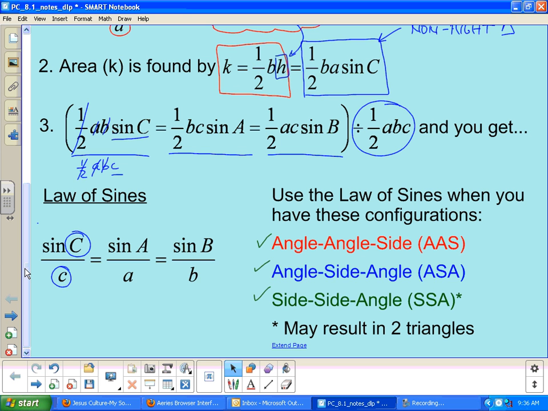Now, you're not going to use all three of these ratios together. You're just going to have two. Either C's and A's working together, or A's and B's, or A's and C's, or B's and C's, something like that. You don't use all three. All right?